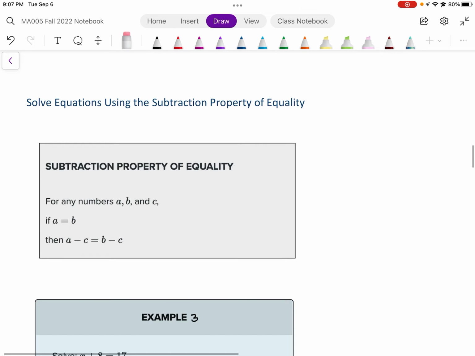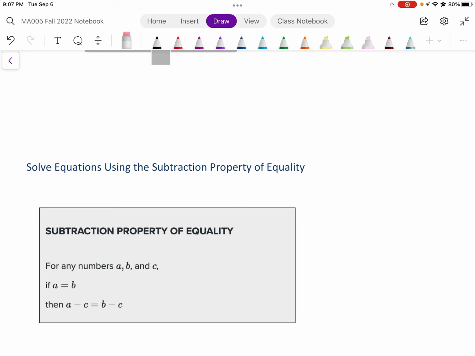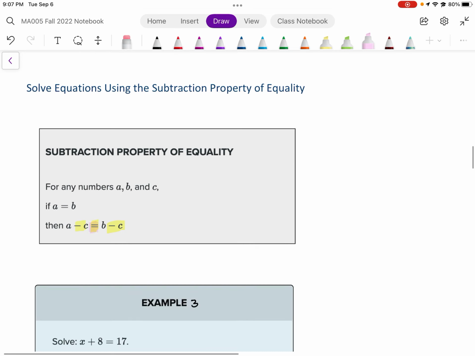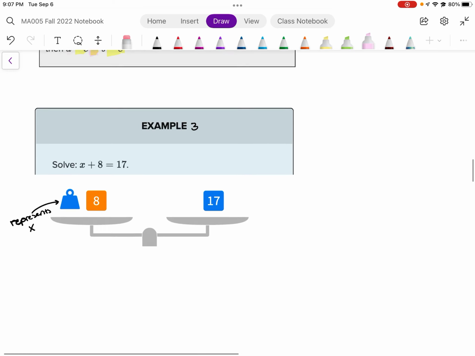All right, so we're going to solve these equations using the subtraction property of equality. For any numbers a, b, and c, if a equals b, then we can subtract c on both sides, like we did right here, and they're still equal, right? They're still equal. I'll do that in a different color. They are still equal. All right, so let's look at example 3.